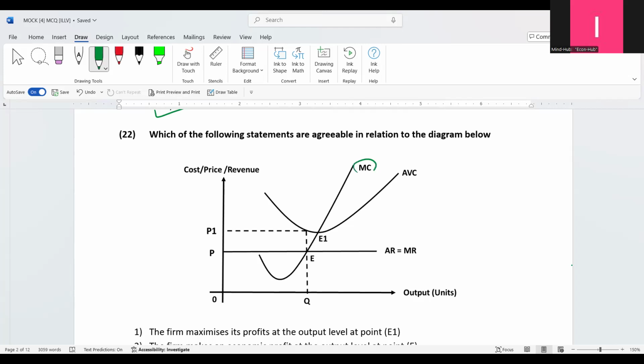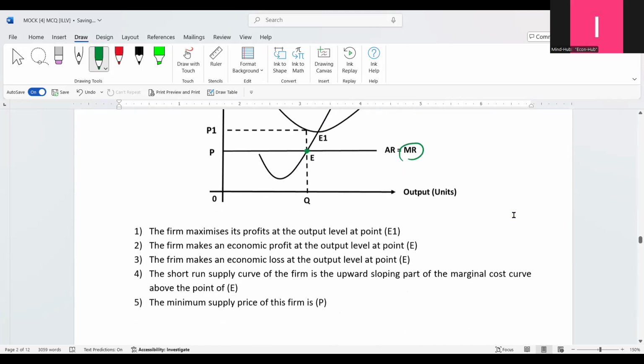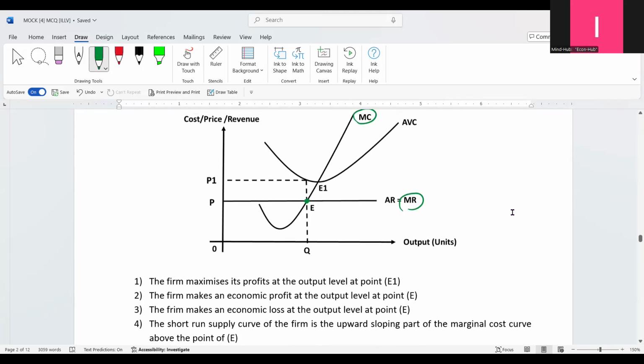So this is the MC curve, this is the MR curve. So profit maximization would be at point E, not at E1. If they are profitable, it's E, not E1, or they will be making losses at E. The firm makes an economic profit at the output level of E. Are they making an economic profit at the output level of E?